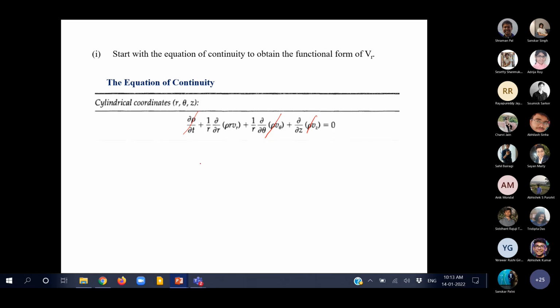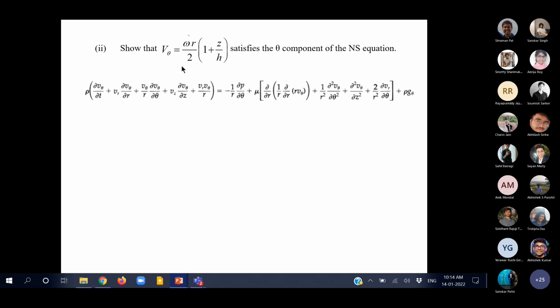So from here, what I can write as before is that my Vr is simply going to be some constant, which we understand is a function of z only as before, divided by r. So that's the first part of the problem. Therefore, the equation of continuity gives me a functional form of Vr. The second part says, show that v theta equals this form, which has been provided. We need to show that this satisfies the theta component of the Navier-Stokes equation.